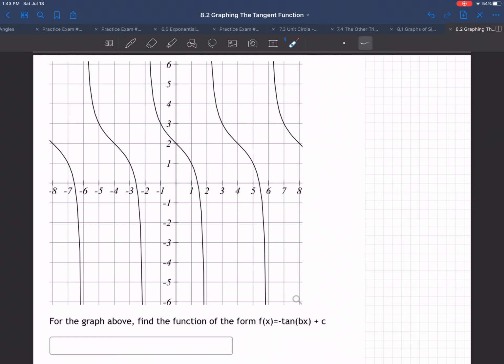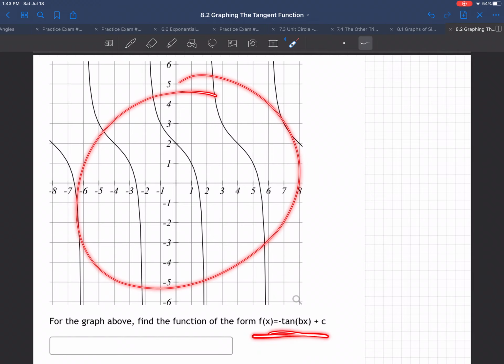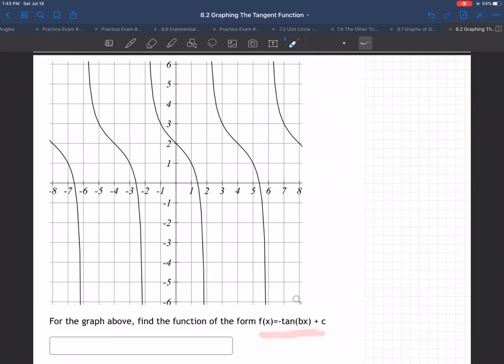Here's an example where they're giving us the graph of a tangent function and they're saying, tell us the equation. We're working backwards from the graph back to the equation, and they're telling us the form of the equation right here. So the form is y equals minus tangent of bx plus c. So we know there's a negative in the front. That's clear because the graphs are going down to the right, aren't they? Down to the right. So that's why there's a negative in the front.